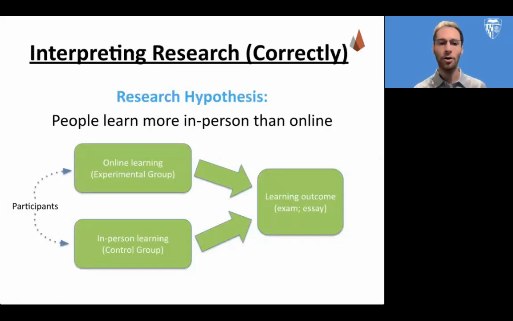Now, in terms of interpreting research correctly, let's go back to our early example about online versus in-person learning. If you remember, I said that there really is no significant difference in terms of learning outcomes for people who are online versus in person. Well, how would we actually test that idea and establish its falsifiability, for example, with science? One way to do this would be to do a study where we put participants into one of two groups, online learning, the experimental group, or in-person learning, the control group, and then measure all of them with some kind of standardized outcome like an exam or an essay or a research project or something like that.